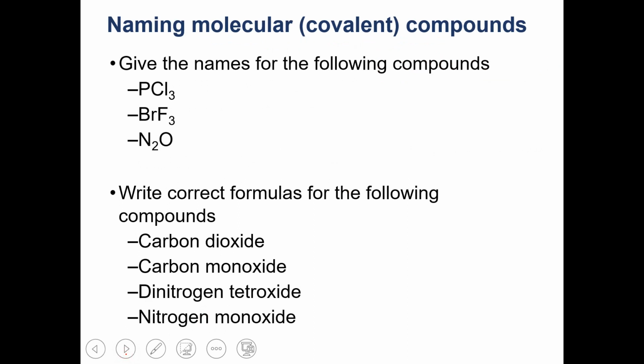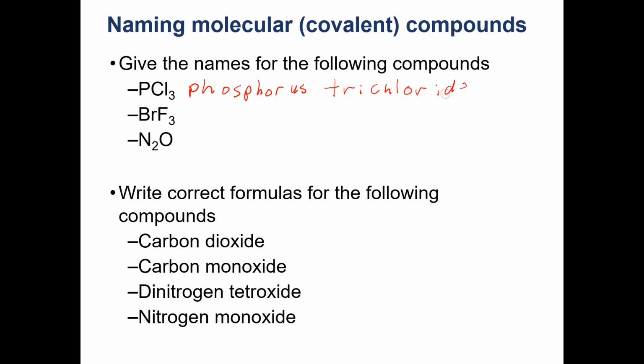Let's look at a few examples here. We have PCl3, so P is phosphorus, and we don't use mono for the first element, so we would just call this phosphorus. There are 3 chlorines, so we call this tri, and we change the ending of the element to ide, so this would be phosphorus trichloride.